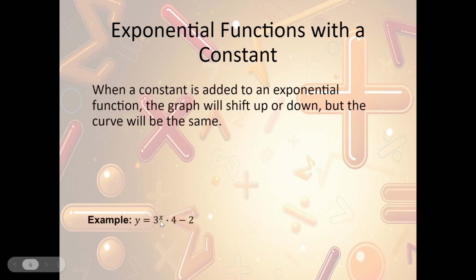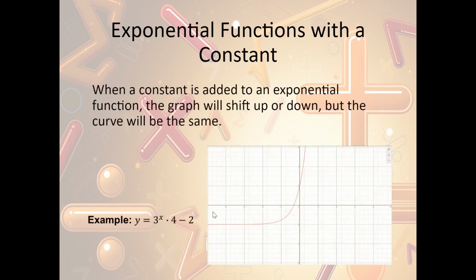Now, what if it was 3 to the x times 4 minus 2? Same thing, except now it's going to shift down and go this direction. So it's the same as 3 to the x times 4, except we're going to slide it down, and now the line it won't cross is y equals negative 2.